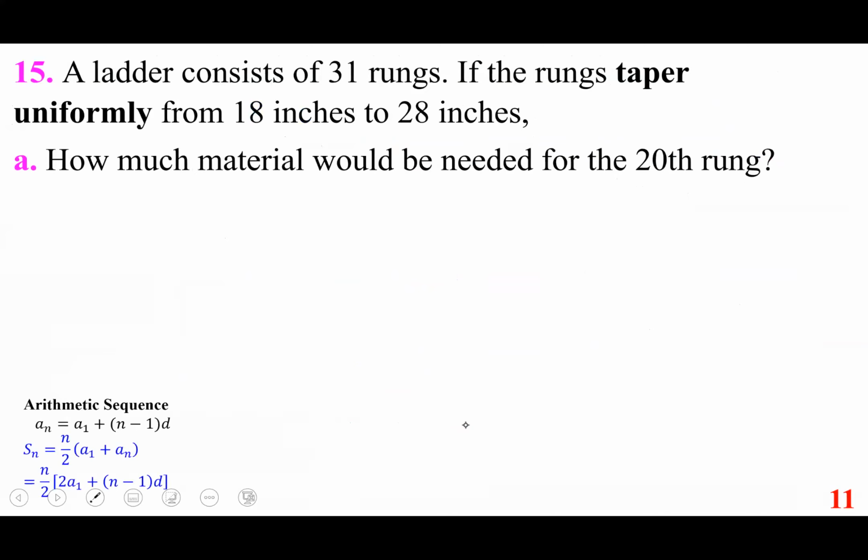Here's another application. A ladder consists of 31 rungs. If the rungs taper uniformly from 18 inches to 28 inches, how much material would be needed for the 20th rung? In other words, the first one is 18 inches, then it gets larger and larger from 18. And they get larger uniformly, meaning we keep adding the same amount until we get to the last one, 31, and that is 28 inches.